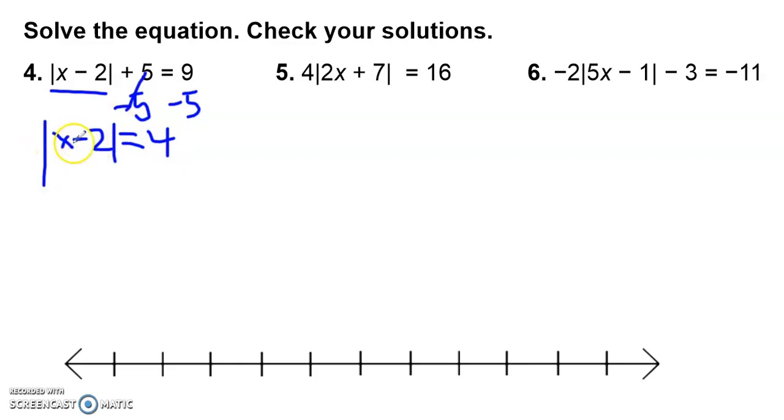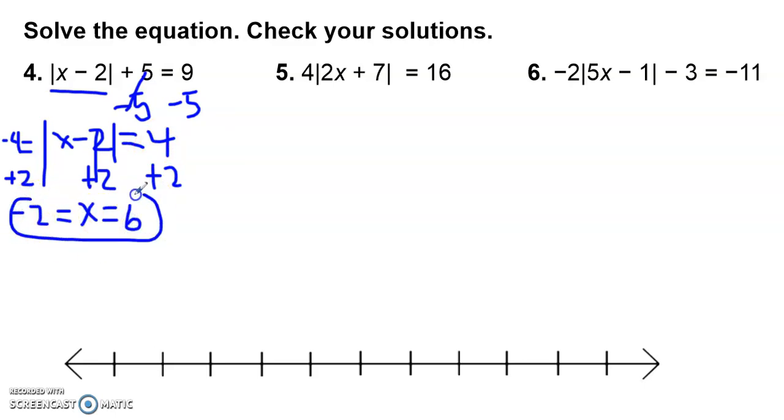Alright, now that we have our absolute value alone, we can now do our two equations. So I'm just going to do that by putting my negative 4 on this side. Now we need to add 2 on both sides. That cancels. Negative 4 plus 2 is negative 2. Now we have x alone, and 4 plus 2 is 6. So x equals negative 2 and 6. We have two answers there.